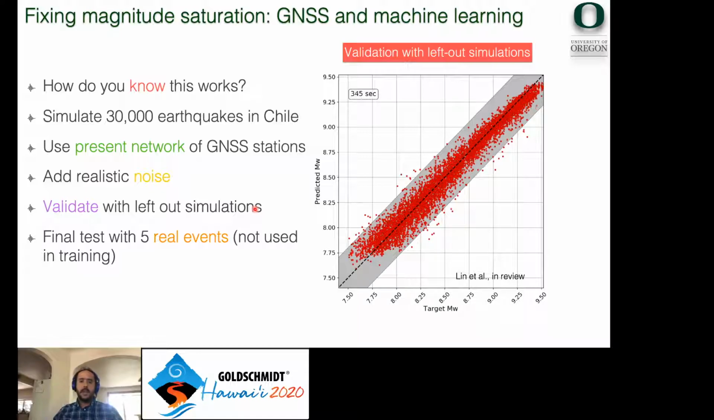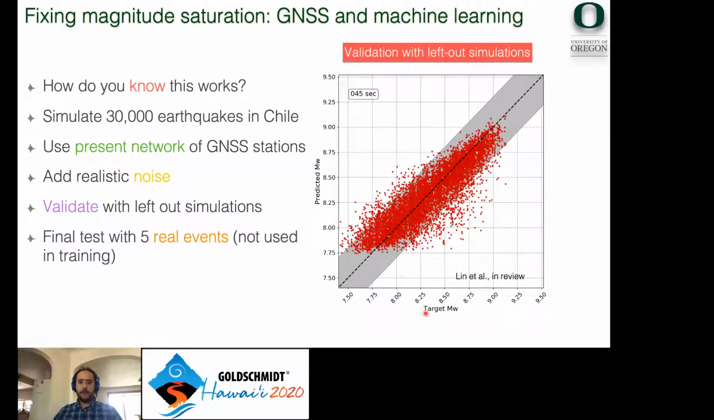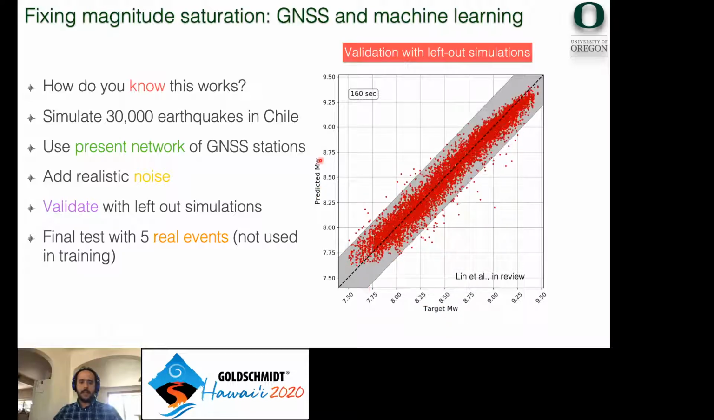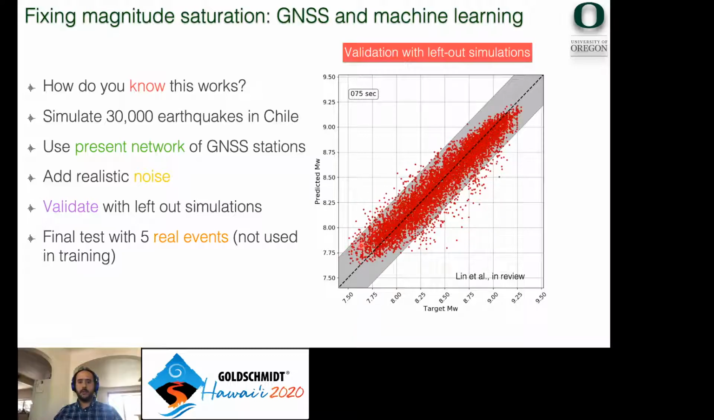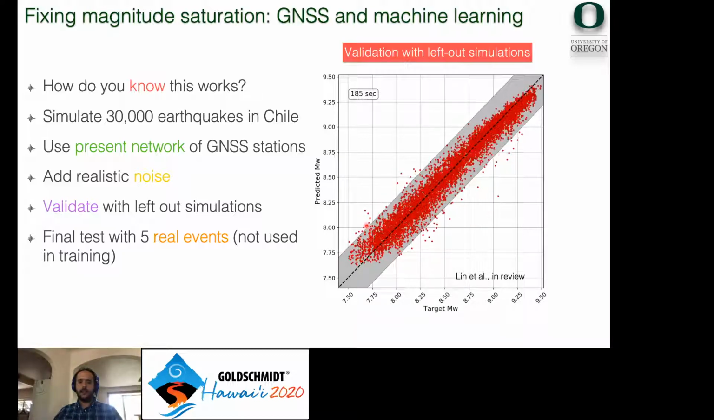They were left out. And where you want to be is along this one-to-one line between the actual magnitude of the simulation and the predicted magnitude from the algorithm itself. And the gray region is the plus or minus 0.3 magnitude unit region, which is a number traditionally used in earthquake early warning. You want to be inside that region to say that you're doing a good job. There are some outliers, and I'm happy to talk about those later. But by and large, I think we're doing a pretty good job with these left out events.